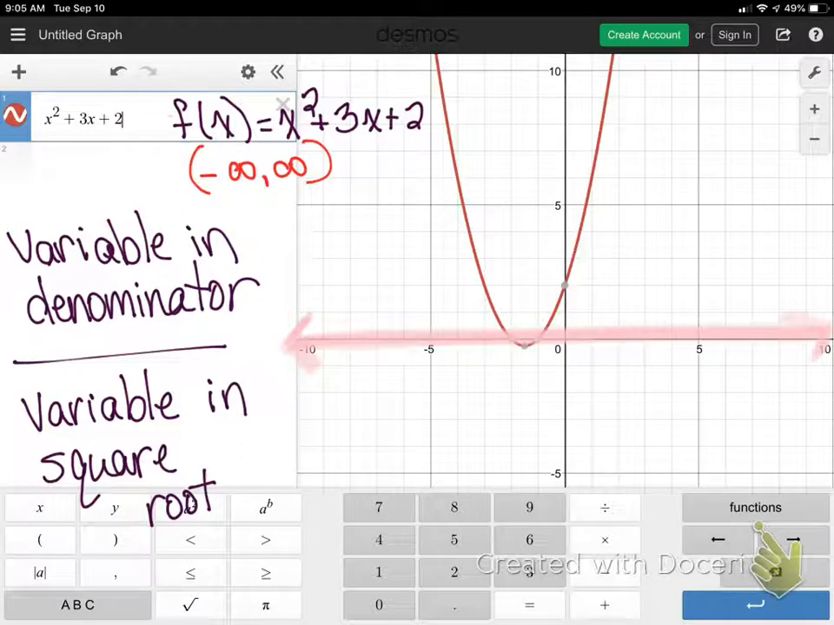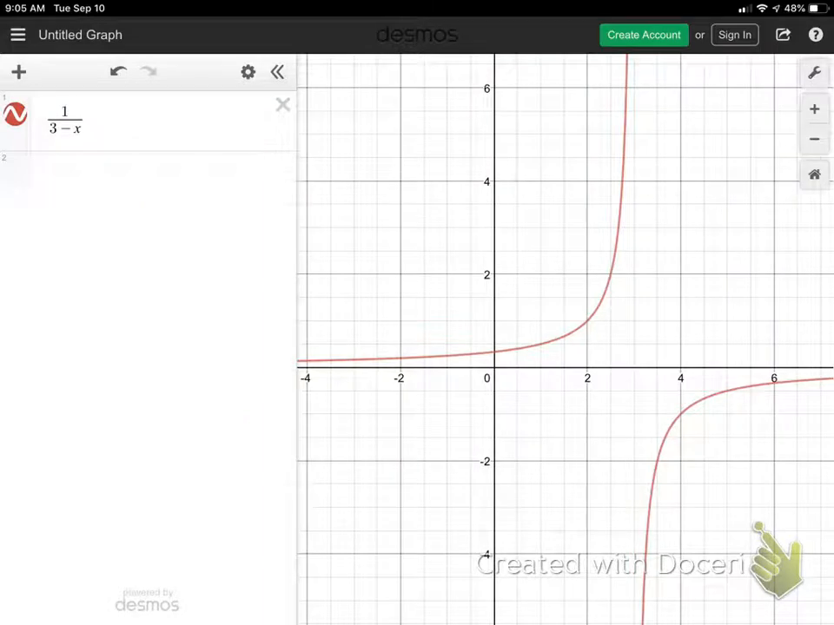Now, for the next one, I want you to pull out your calculator and divide by 0. You can do that on your phone, calculator, or whatever. I want you to see what happens when you try to divide by 0. It's error. Okay? We can't divide by 0. Anything divided by 0 is undefined.